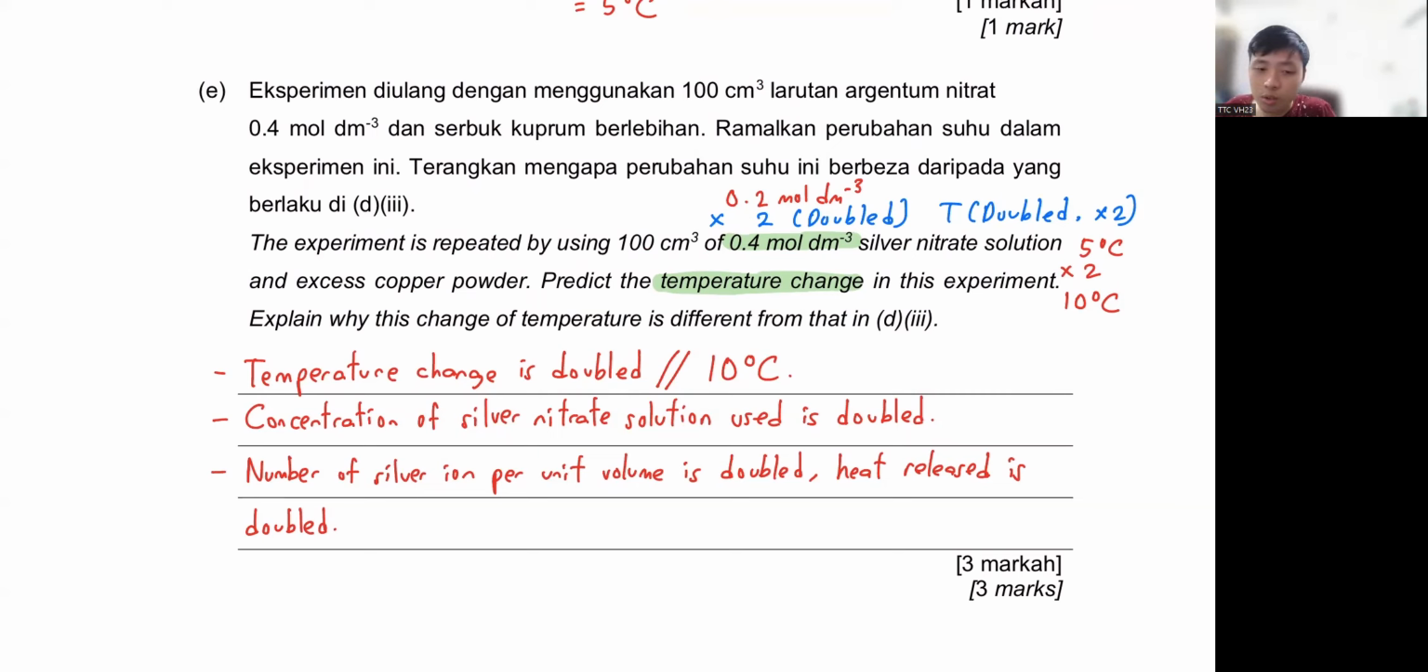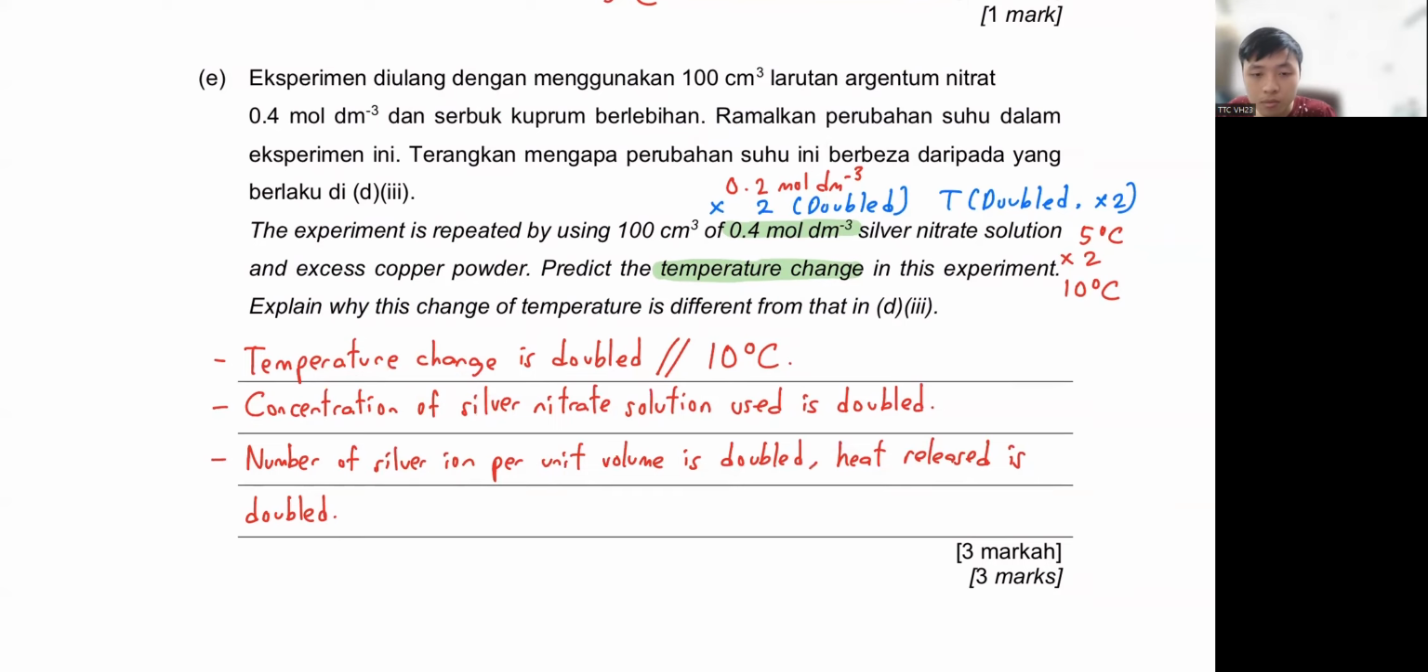This is explanation, so we get 3 marks. Concentration is quite similar to the explanation for the rate of reaction. So number of silver ions per unit volume doubles, heat released doubles. Each one usually talks about number of moles.